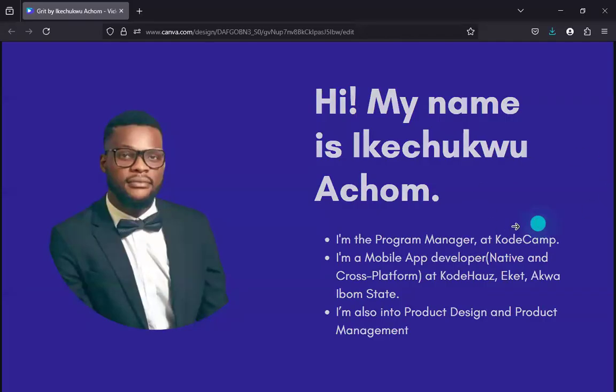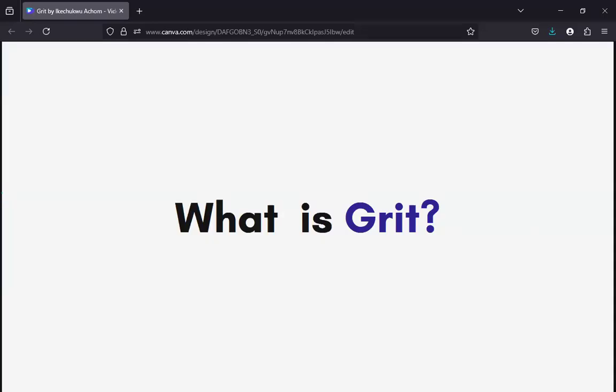So let's get straight into it. What is grit? This is one word that has become a norm in CodeCamp. Grit is a way of life, let me put it that way. It's a culture of CodeCamp. Of course, culture, back then when we were in primary and secondary school, talking about culture being a way of life and all that. So what is grit? Let's head straight into that.